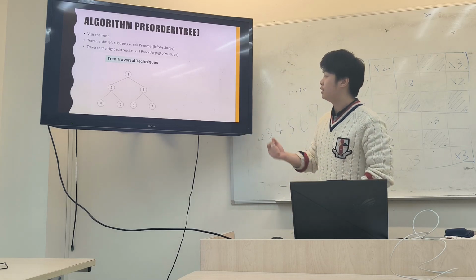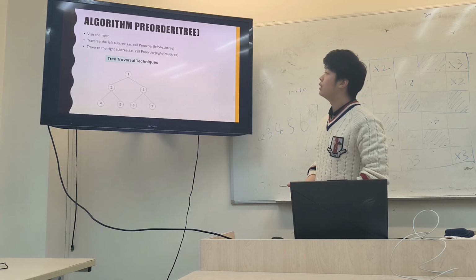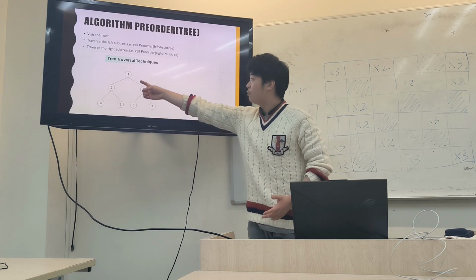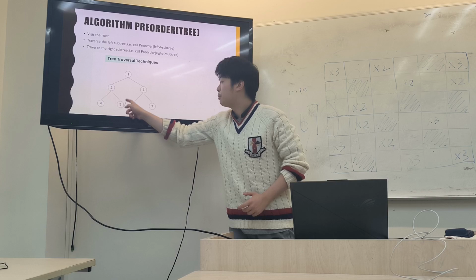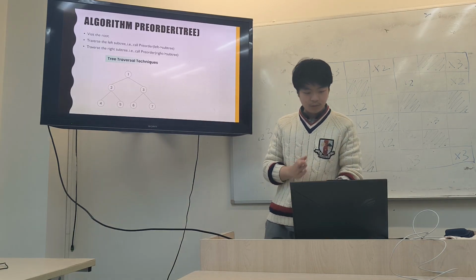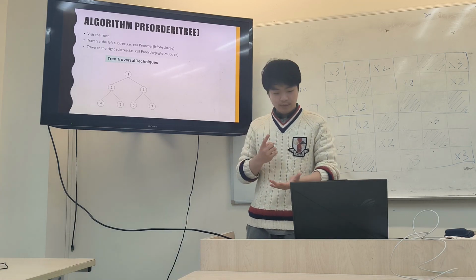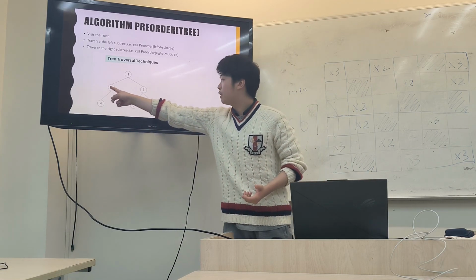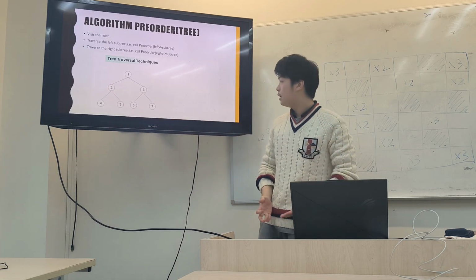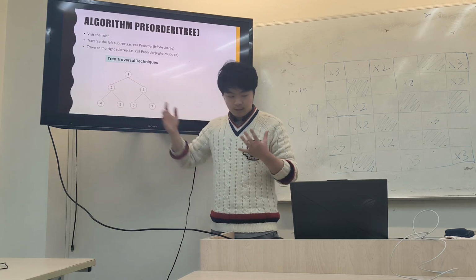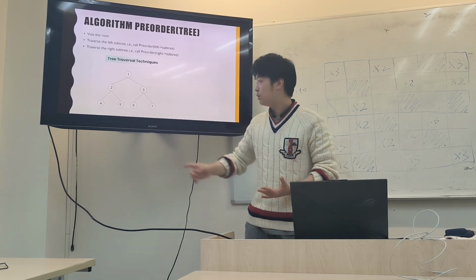Let's look at this tree. First you visit the root of the tree, so you'll get 1. And then you visit its left subtree. Inside this subtree, it is also pre-order traversal. You visit the root of this subtree, so you will get 2, and then you will get 4, because it is the left subtree. Then you know that it is a leaf node, and you go back to this node and visit its right subtree, so you'll get 5.